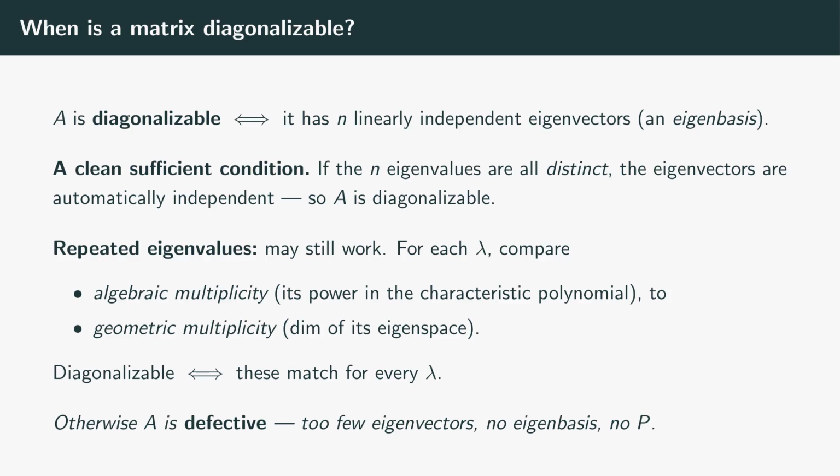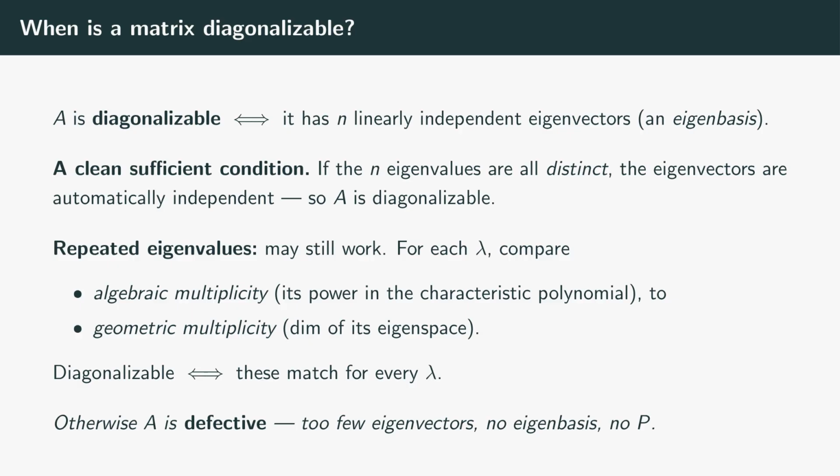So when does this work? The factorization needs P to be invertible, which means we need n independent eigenvectors, enough to form a basis for the whole space. We call that an eigenbasis. There is one very clean sufficient condition. If all n eigenvalues are different from each other, then their eigenvectors are automatically independent, and the matrix is diagonalizable. No further checking needed. Repeated eigenvalues are the subtle case.